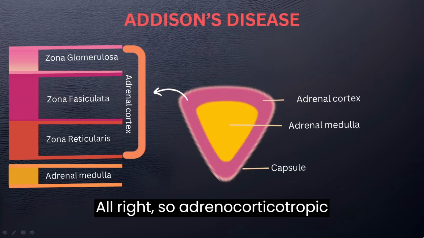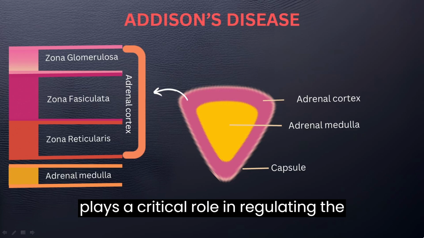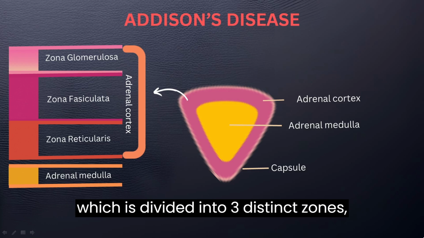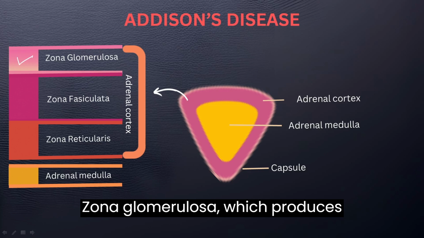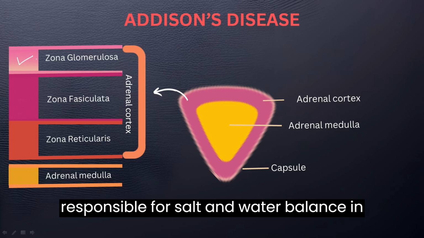All right, so adrenocorticotropic hormone, which I will refer to as ACTH, plays a critical role in regulating the functioning of the adrenal glands. Here I'm talking about the adrenal cortex, which is divided into three distinct zones. Zona glomerulosa, which produces mineralocorticoids such as aldosterone, responsible for salt and water balance in the body.